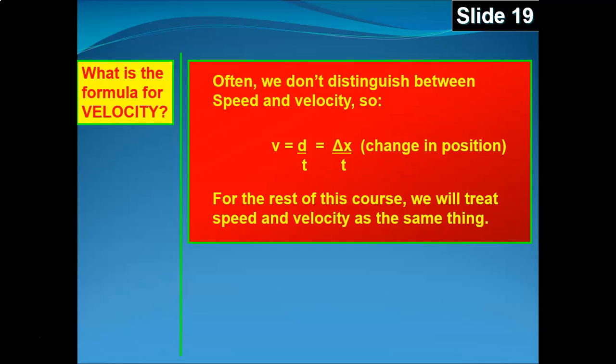So velocity will either be distance over time or change in position over time. And they are the same if somebody walks or moves or runs in a straight line. Then the distance and the change in position will be exactly the same, and so velocity and speed will be the same. So for the rest of this course, we'll deal with the concept of velocity and really not talk very much at all about speed.